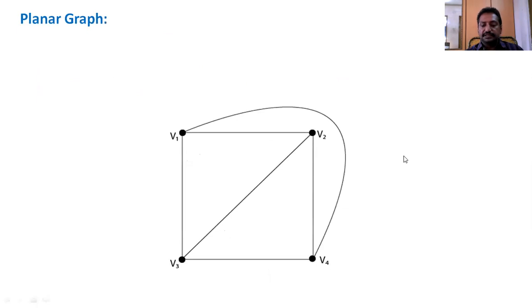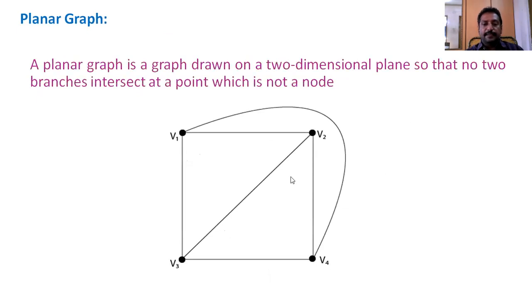Planar graph. See here this figure. Are any two branches overlapped to each other? No two branches are overlapped to each other. Such a type of graph is called a planar graph. A planar graph is a graph drawn on a two-dimensional plane so that no two branches intersect at a point which is not a node.